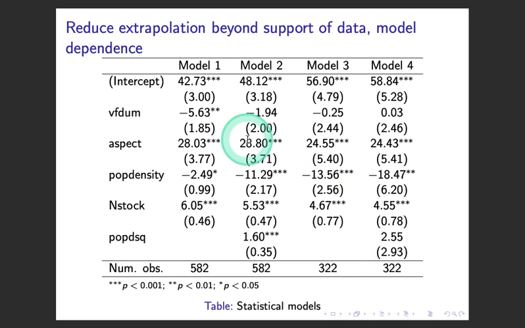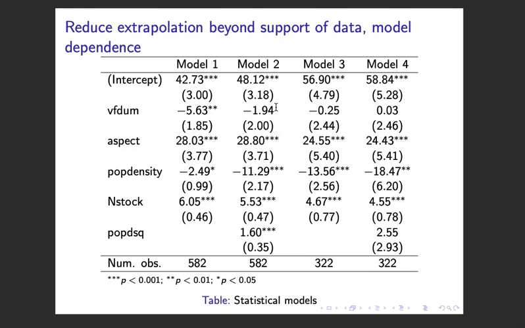But you can see our quantity of interest is the coefficient of the village forest dummy. So here it is minus 5.63. Now, once we include population density squared as a covariate, this falls to minus 1.94. With the matched data, however, we find that the coefficient is minus 0.25 and here it is 0.03. So there is less model dependence.